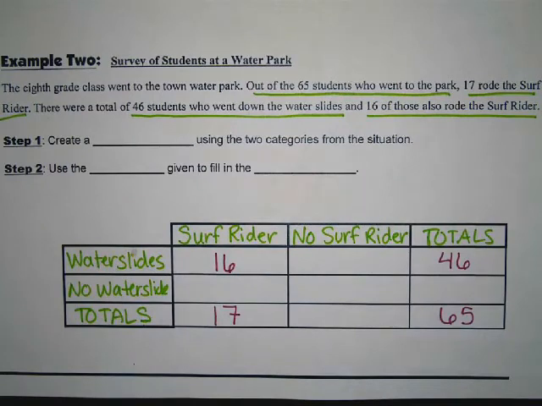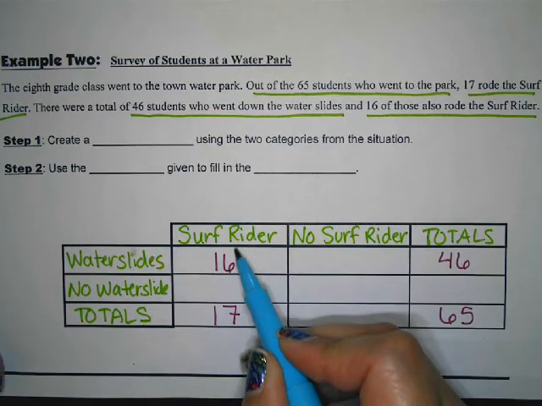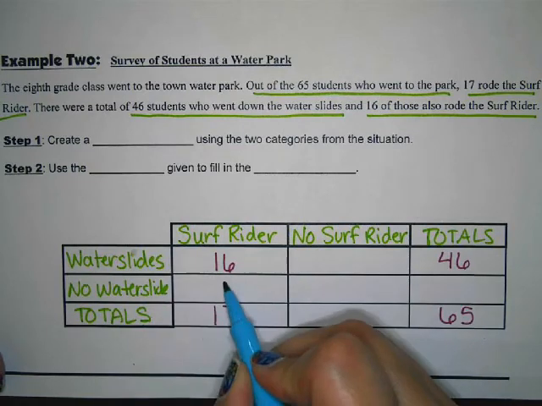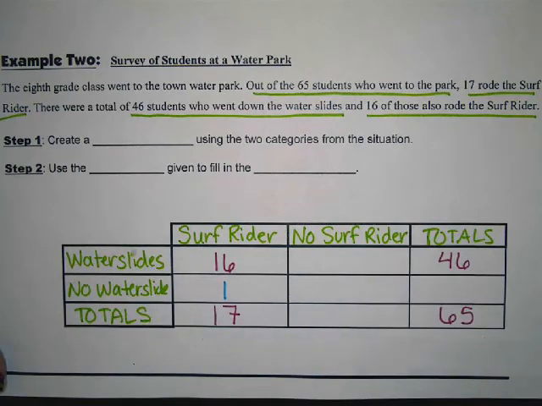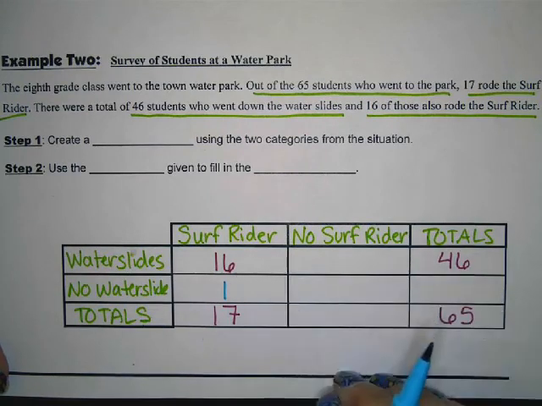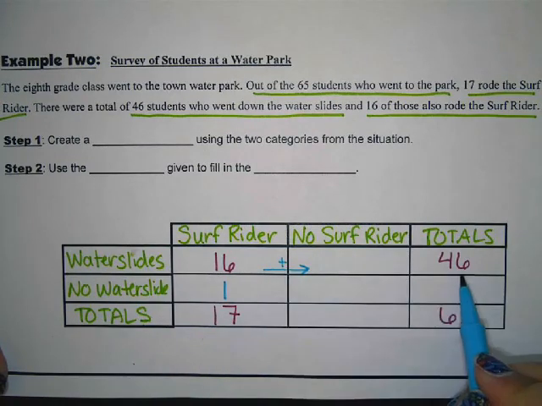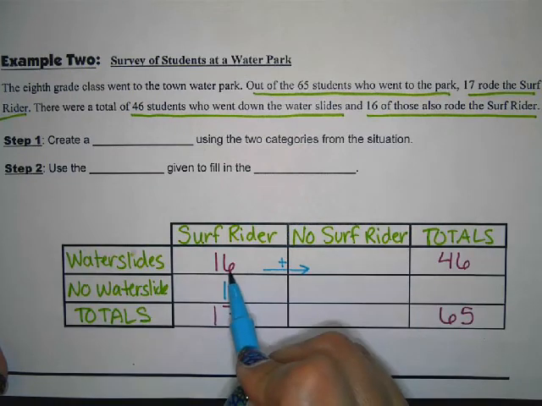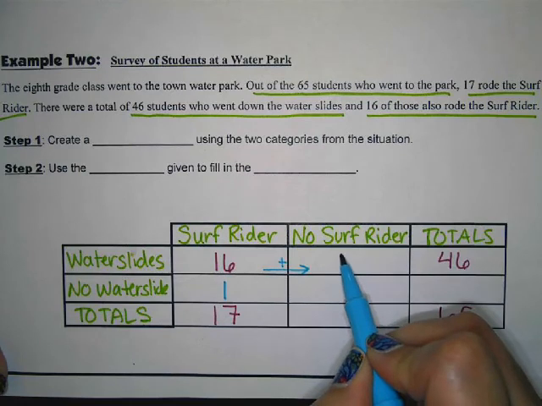Now we can start filling in what we did not know from the information. The easy one right here, we can see right away from surf rider: 16 rode water slides and surf rider, but then only one, because 16 plus 1 is 17, rode no water slide. Okay, so that one was an easy one. Now we can start filling in the other pieces. Going left to right this way, we have to add these up to equal 46. So if we take 46 minus 16, it'll give us this information. 46 minus 16 is 30.